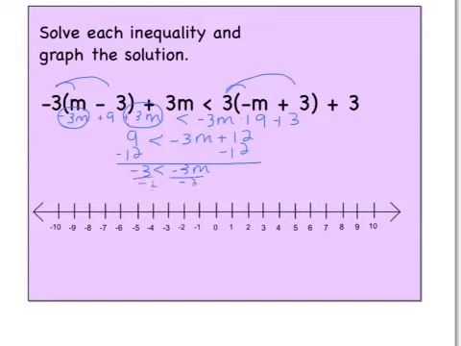Divide by negative 3. When we divide by a negative, we have to switch our sign. So we've got 1 is greater than m. We could reverse that and say m is less than 1. So I'm going to put an open circle at 1 and shade to the left.